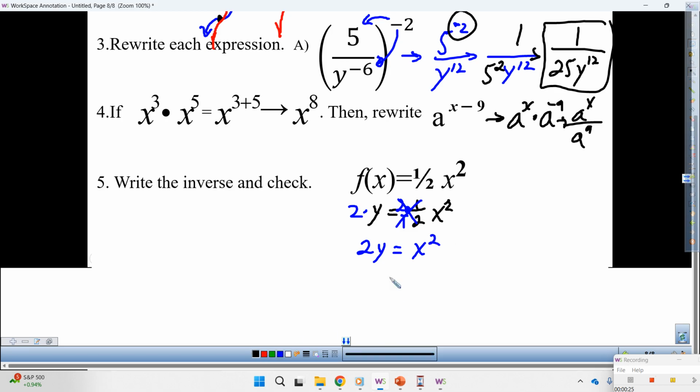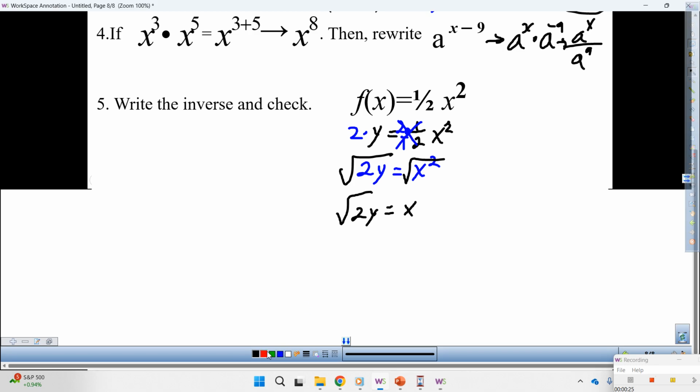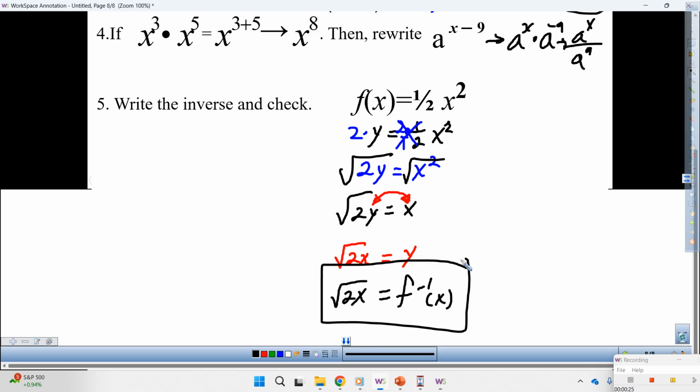How do we cancel that squared, everyone? Square root. So square root of 2y equals x. Am I done? No. What makes it the inverse? When we do what, everyone? We replace the variables. So this becomes x equals square root of 2y. And then in function notation, square root of 2x equals f inverse of x. There you go.